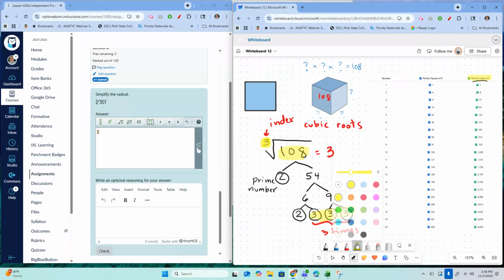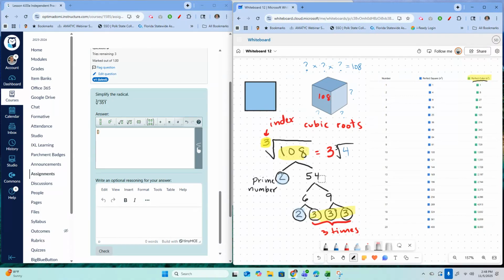And the numbers that are left over, and what numbers are left over here? These two 2s. You're going to multiply them. 2 times 2, that will give you 4. So that, you're going to write inside the cubic root. So I'm going to put 4 on the inside.